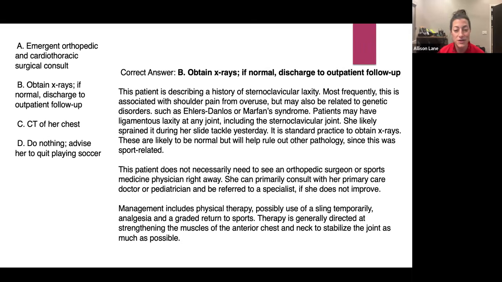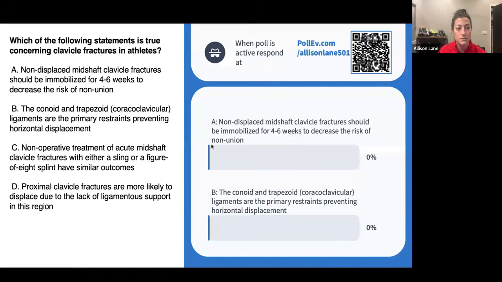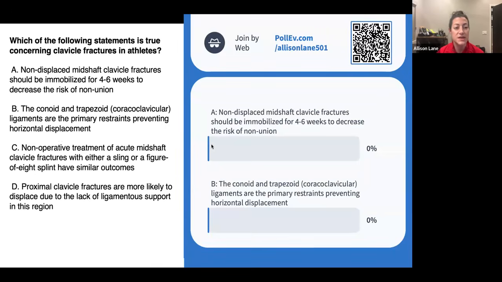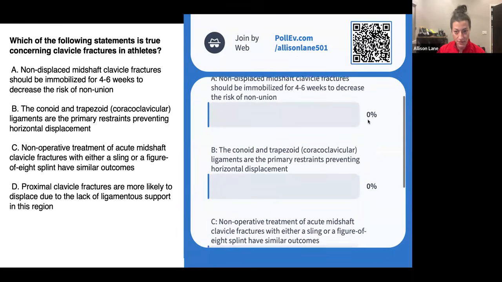Generally, the treatment's going to be physical therapy, maybe a sling for comfort if needed, maybe some NSAIDs, and then just graded return to play. Really, what you want to consider with the SC joint is stabilizing the anterior chest and neck muscles. Okay, which of the following statements is true concerning clavicle fractures in athletes? And this is the last one.